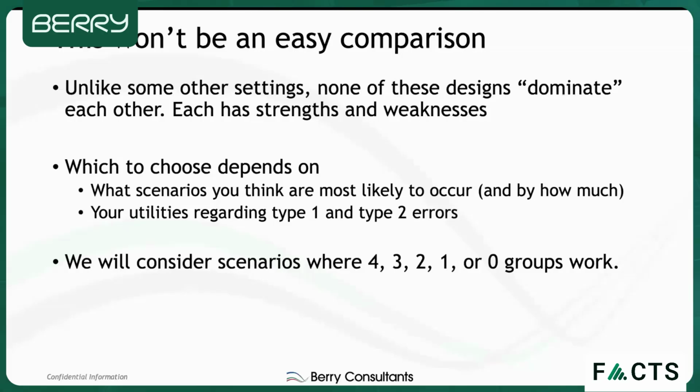But what scenarios you think are most likely, that's not a guarantee. That could go either way. And of course, it depends on how likely that is. If you think it's 98% likely it's all or none, that's a lot stronger than thinking it's 60% likely it's all or none. The other thing that comes into play here is your utilities regarding type 1 and type 2 errors. So, do you think it's more valuable that you want to make sure that you grab all of the groups where it works? Do you really want to avoid the groups where it doesn't? How you weigh those is going to make a difference as well.